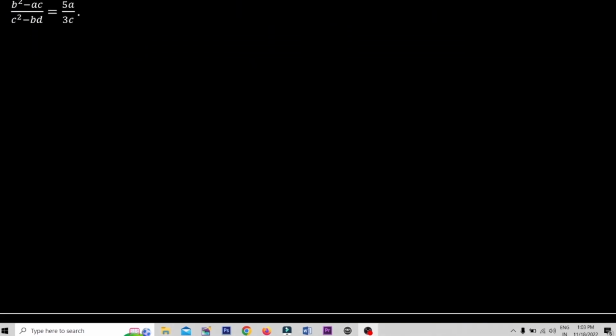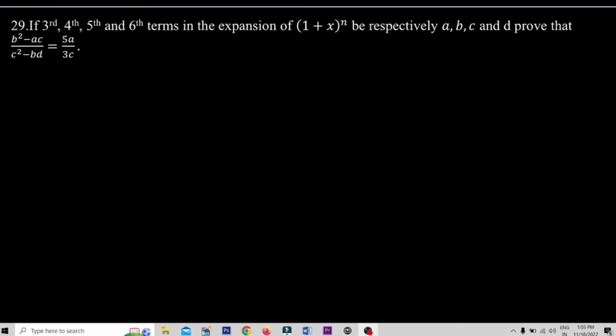Let us come to the next one. It is sum number 29. In sum number 29, it is given that if the third, fourth, fifth, sixth terms in (1 plus x) to the power n are respectively a, b, c, d, then we have to prove some condition. So let us calculate here. It is (x plus a) to the power n. There has been some printing mistake here; originally it is (x plus a) to the power n.